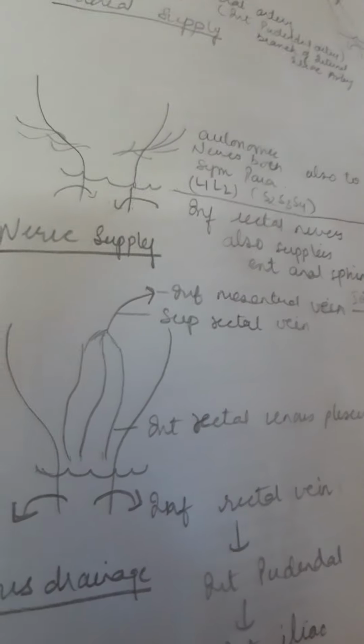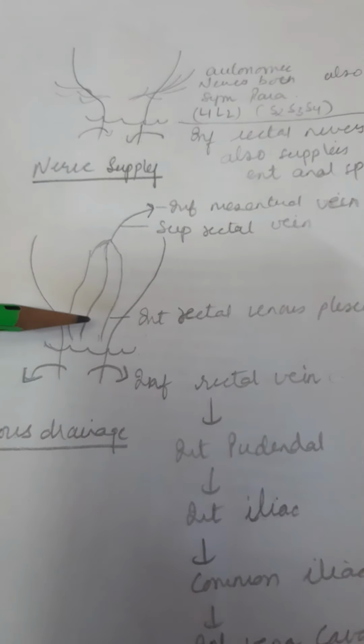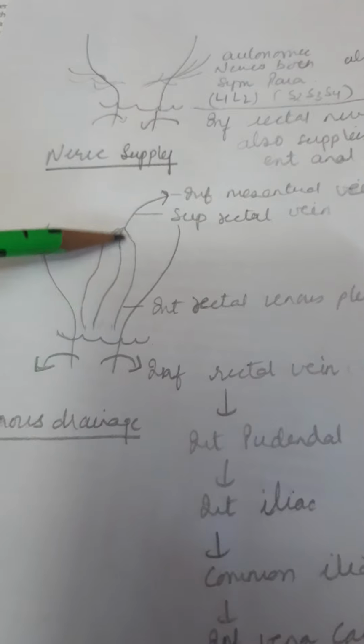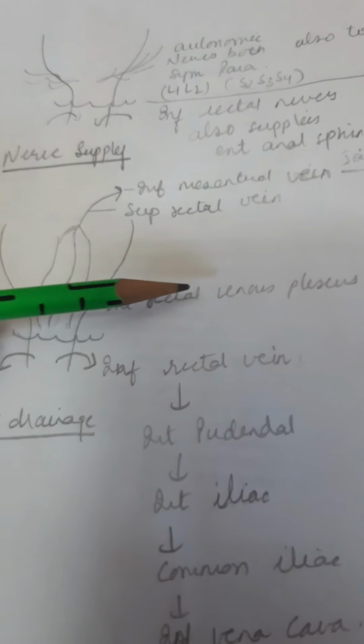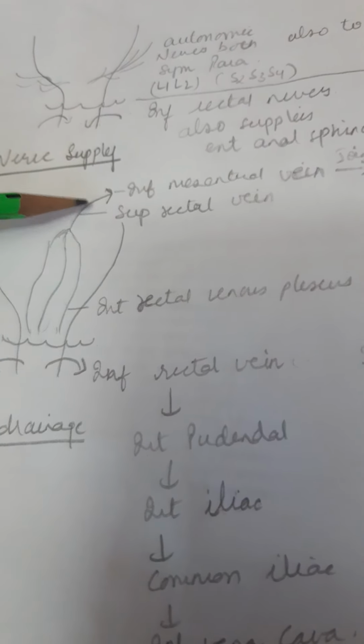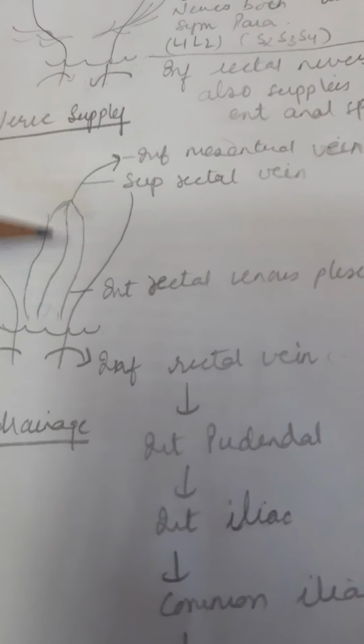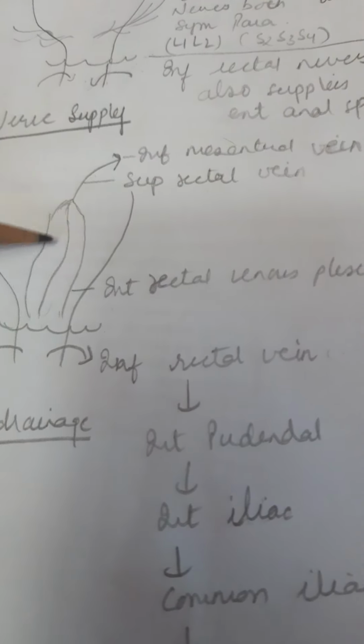Then comes the venous drainage. You can see this is the venous drainage. Above the pectinate line, this is the pectinate line. Above the pectinate line, all the veins unite together and form the internal rectal venous plexus, which drains into the superior rectal vein, and the superior rectal vein drains into the inferior mesenteric vein, and then this joins the portal circulation. So all the blood of the part of the anal canal above the pectinate line reaches the portal circulation.